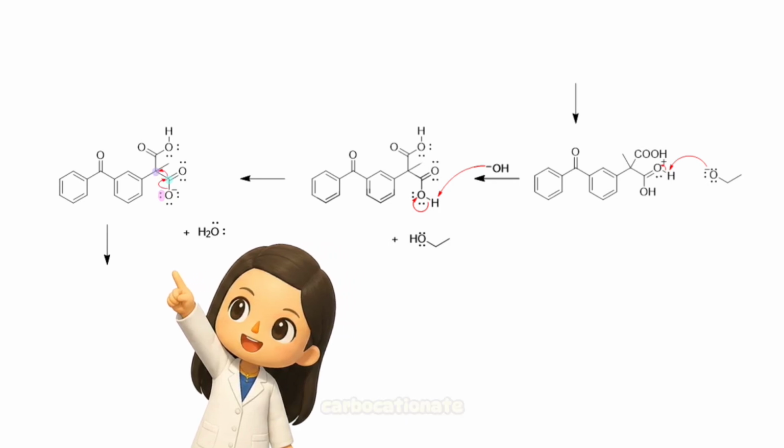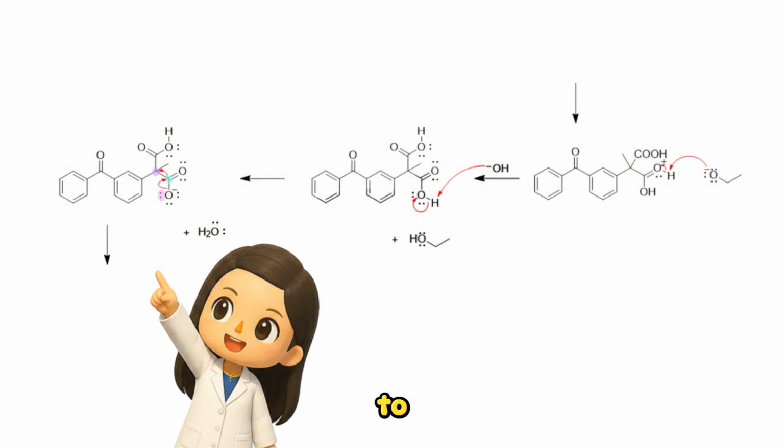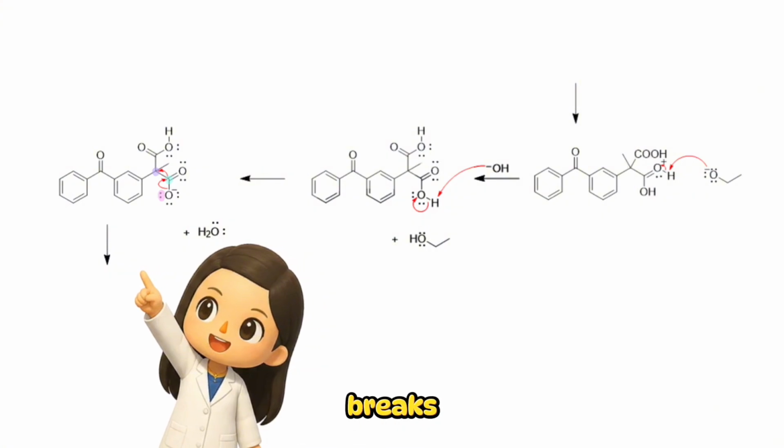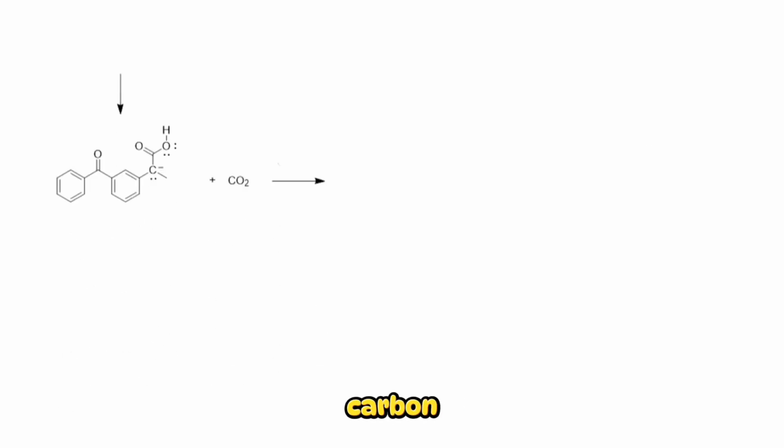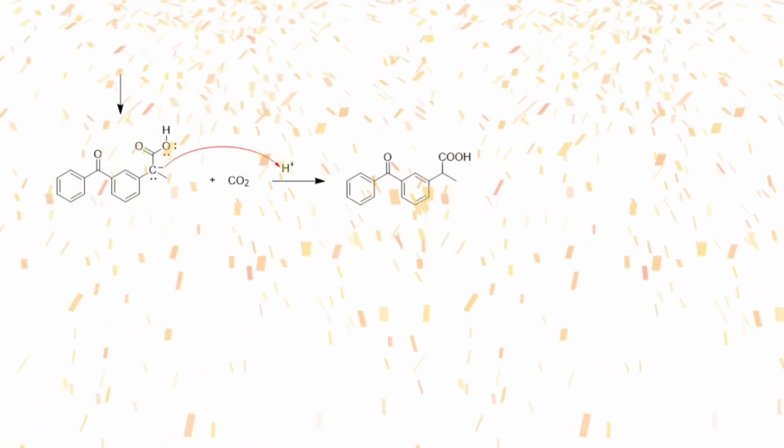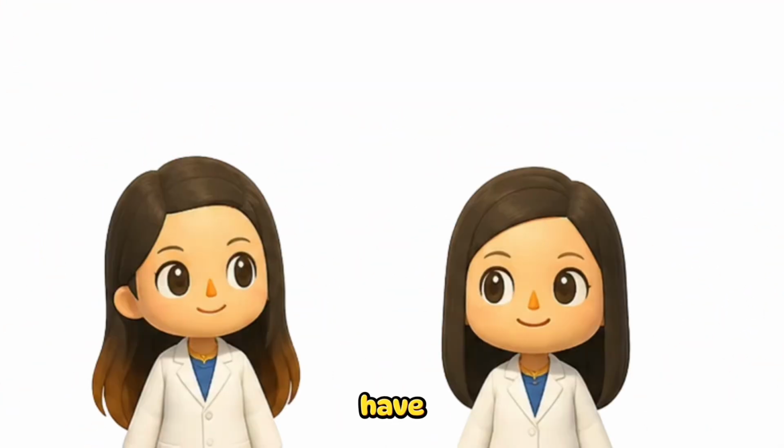The electron pair of the carboxylate oxygen moves to form a double bond, which breaks the adjacent carbon-carbon bond. This releases a carbon dioxide molecule and generates an intermediate carbanion stabilized by the aromatic system. Finally, this carbanion takes a proton from the medium. As a result, we obtain the product where the original carboxyl group has been replaced by a hydrogen after the loss of carbon dioxide. I hope you have no doubts.